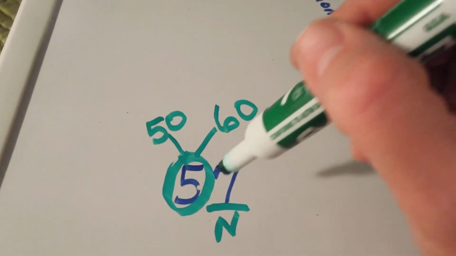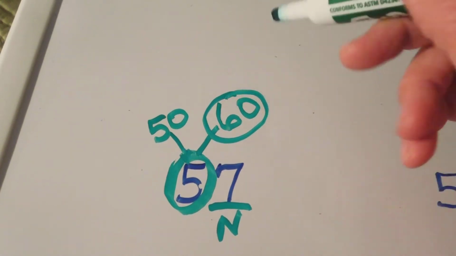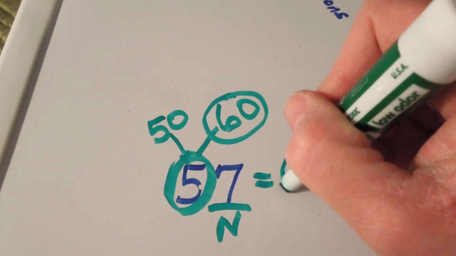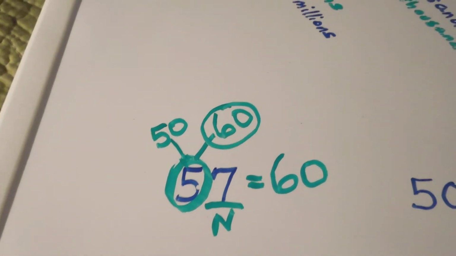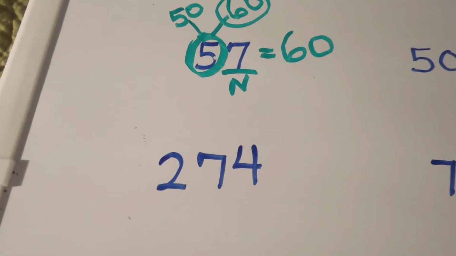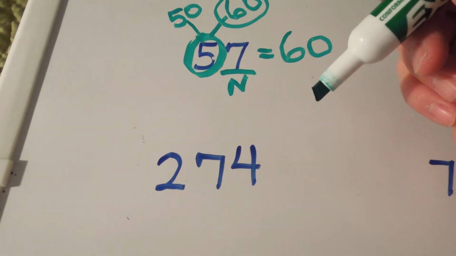So you know that 7 is on the high side, so we round the number to 60. So 57 rounded to the nearest 10 equals 60. Now let's see how this rounding stuff applies to a bigger number. Let's say 274. Now if you notice, this has an extra digit in there.